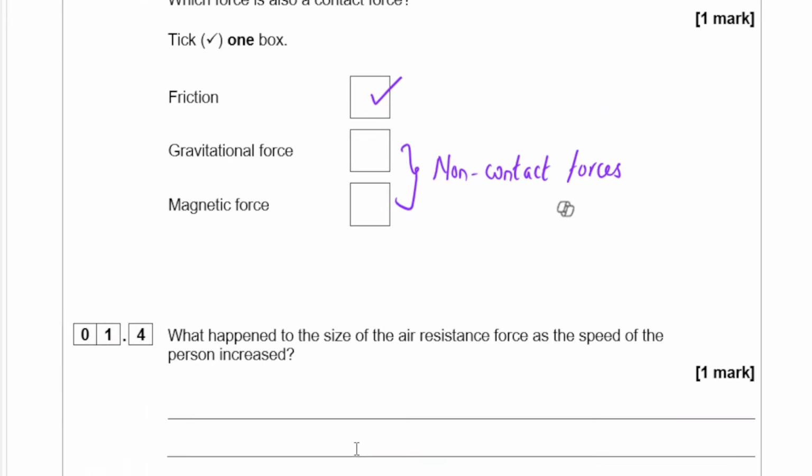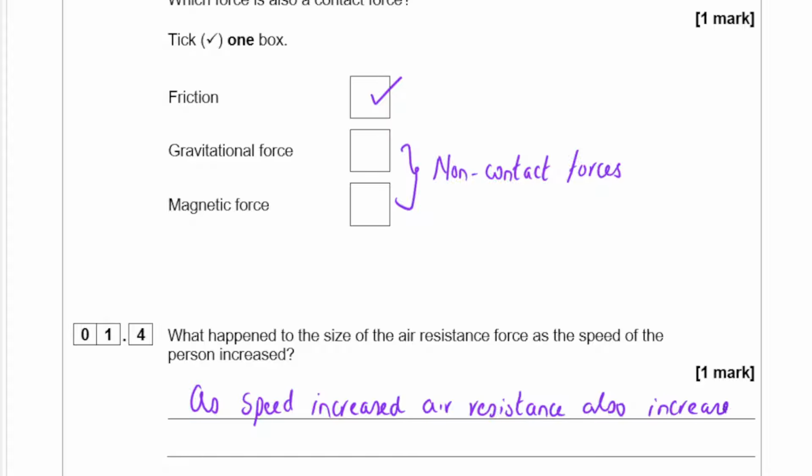What happens to the size of the air resistance force as the speed of the person increased? Now, as the speed increases, the air resistance also increases. So, as speed increased, air resistance also increases.